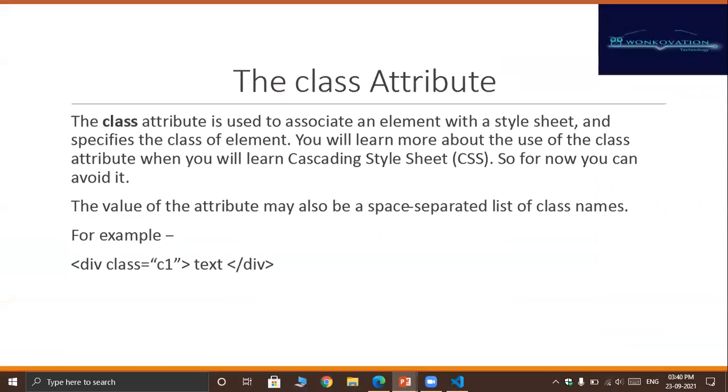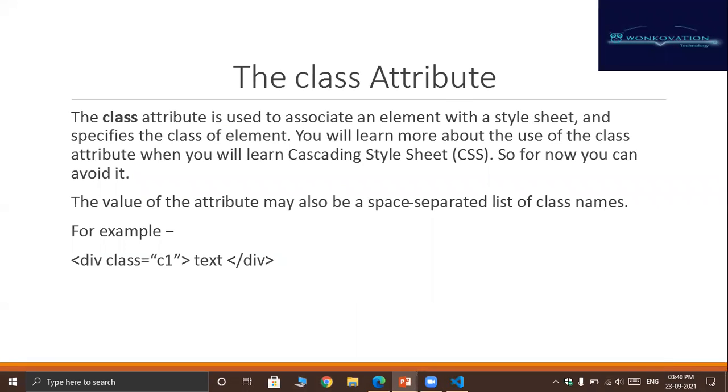Now, moving to the next one, the class attribute. So basically, what is the class attribute? The class attribute is used to associate an element with a style sheet and specify the class of the element. You will learn more about this in the next CSS video. You can avoid it for now, but we will use it in between whenever we want to design anything.